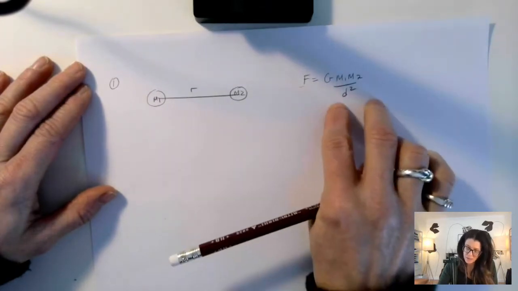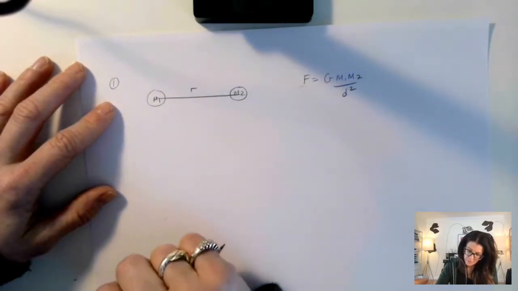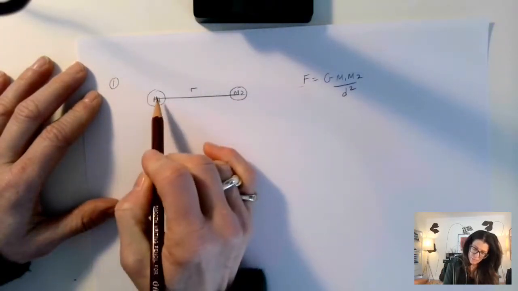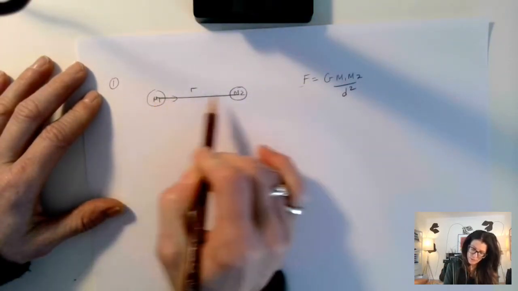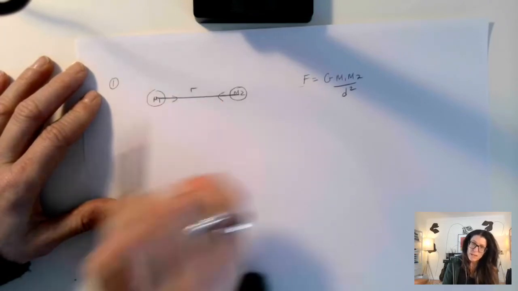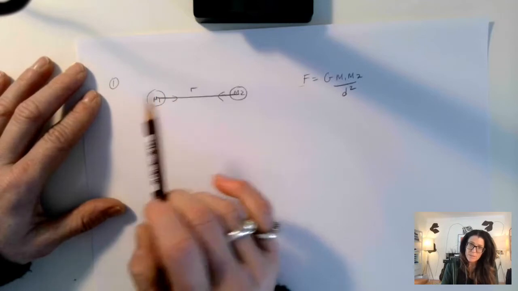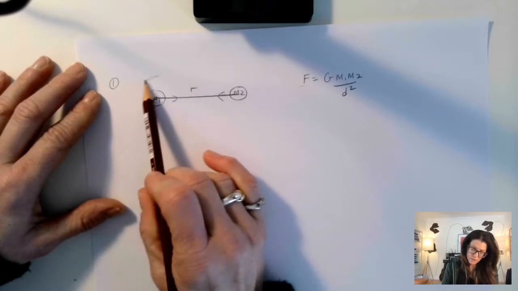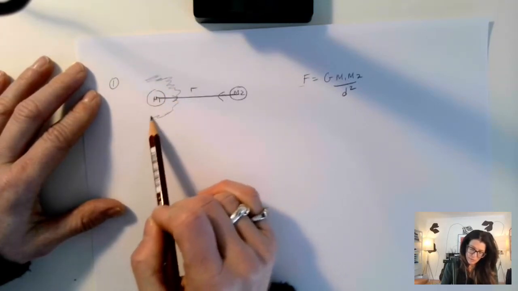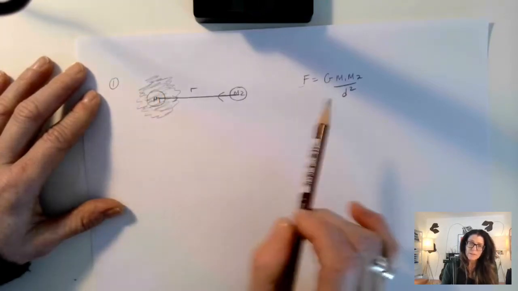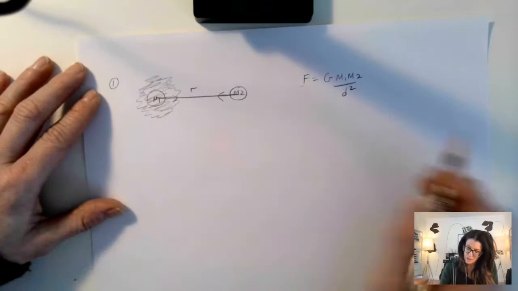Now, this force here is equal and opposite on both masses. So m1 is pulled towards m2, m2 is pulled towards m1, and that force that one exerts on the other is the same. So it doesn't matter if one of the masses is like a big huge mass, and one of them is a smaller mass. It really doesn't matter. They will exert the same forces on one another.